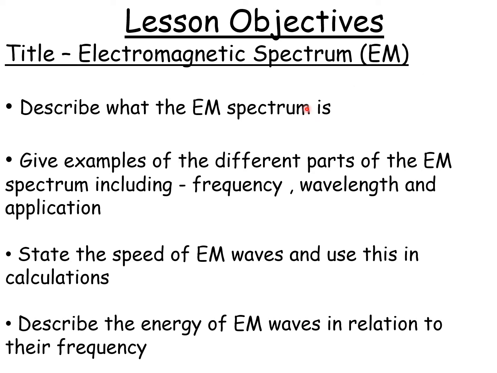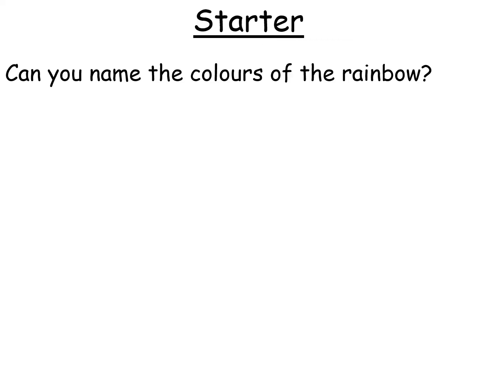So we're going to describe what the electromagnetic spectrum is, give examples of different parts of the EM spectrum, including frequency, wavelength, and application. State the speed of electromagnetic waves and use this in calculations. So a wee bit of revision here from the previous lesson, and describe the energy of EM waves in relation to their frequency. So can you name the colours of the rainbow?